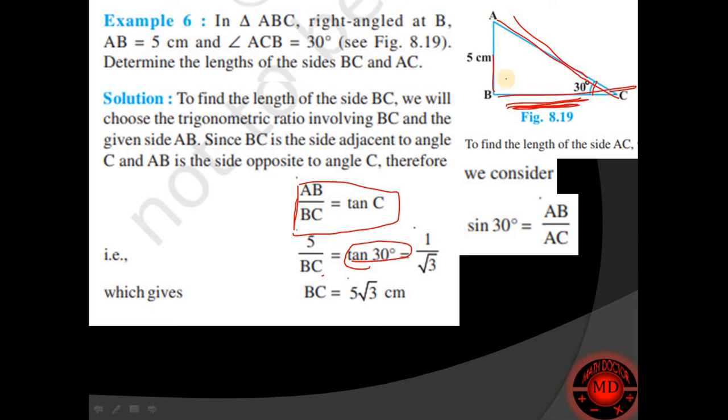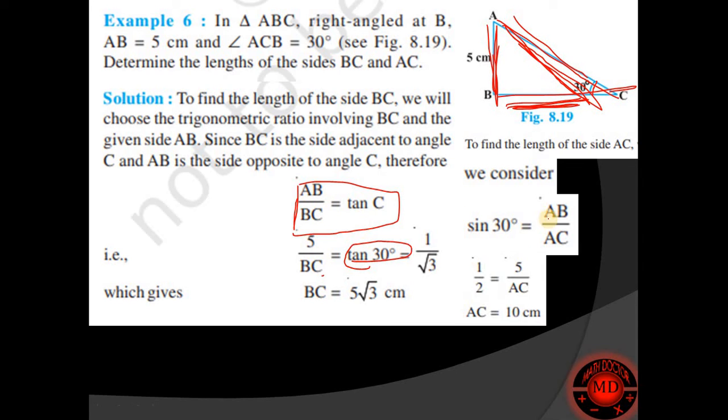In order to find this particular AC, we have to determine the relationship between these sides, or we can also use the Pythagoras theorem. It depends on ourselves. So if sin 30 degrees is equal to 1 by 2, and it is also equal to perpendicular upon hypotenuse, if AB is 5 and AC should be there, then 2 must be multiplied with it in order to get the answer 10.